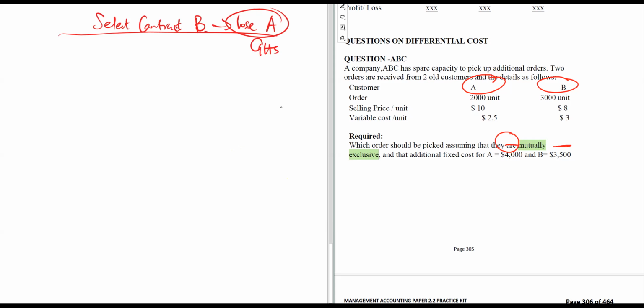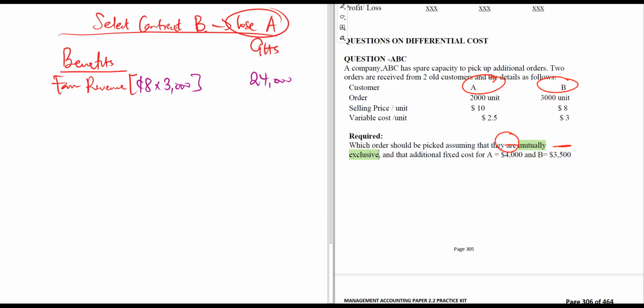Okay, so if I select B, what are the benefits I'm going to get if I select B? I am going to get selling price. I'm going to earn revenue, right? Of how much? That's 10 CDs by 2,000. 8 CDs by 3,000. I'm going to get 8 CDs at 3,000 also, which gives me what? 24,000.